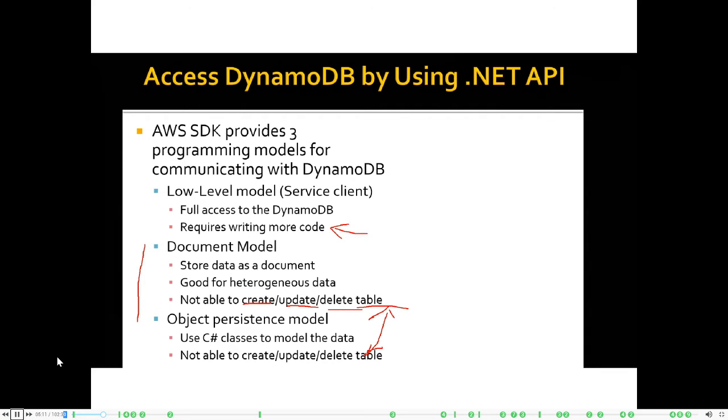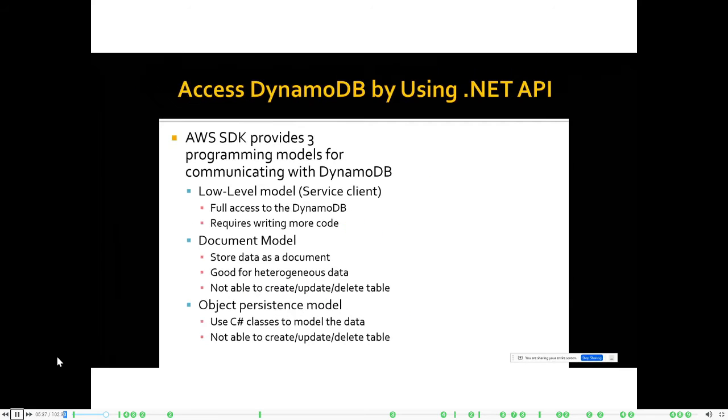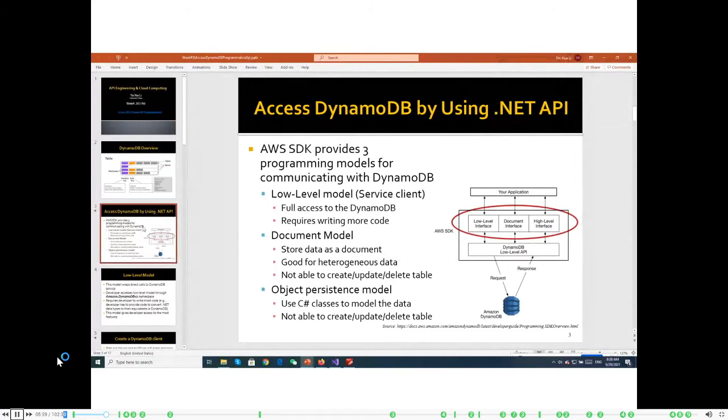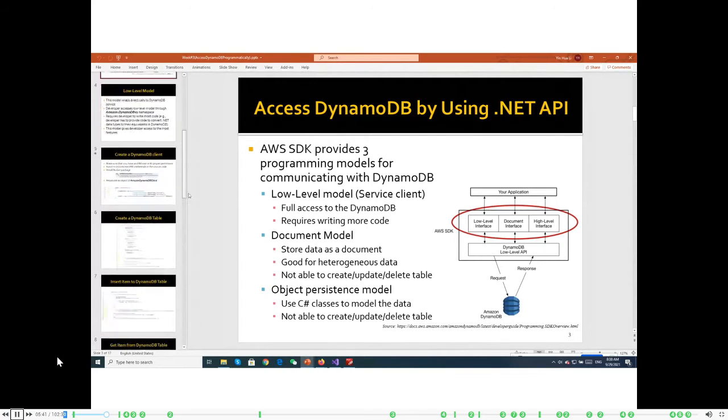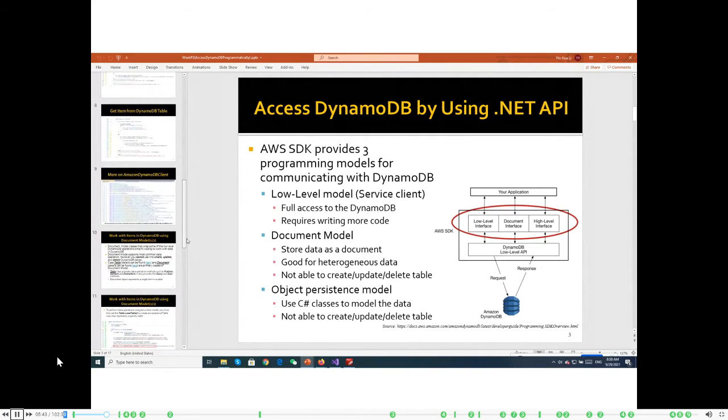That's why when you look at Lab 2, the first requirement is that you need to programmatically create a DynamoDB table to store user information. Implicitly, in this case, you have to use the low-level model. We can take a look at that after we finish the content. Now we focus on the document model.